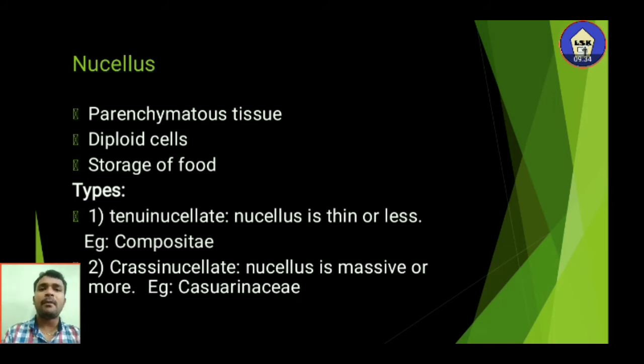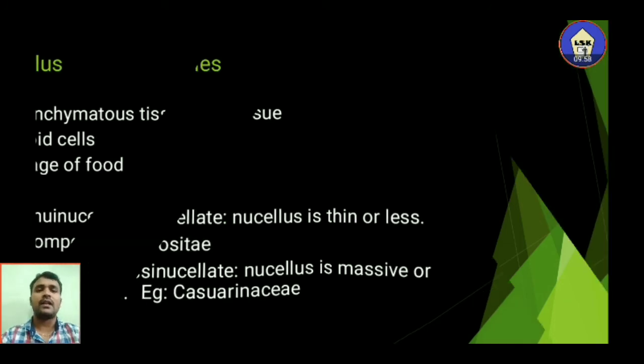The second type of nucellus is called crassinucellate. Crassulaceae is an example for this. That's why it is named crassinucellate. In the case of crassinucellate, the nucellus is massive or more. There is a rich amount of reserve food, and a greater number of nucellar cells will be there. So that is called crassinucellate type of nucellus.